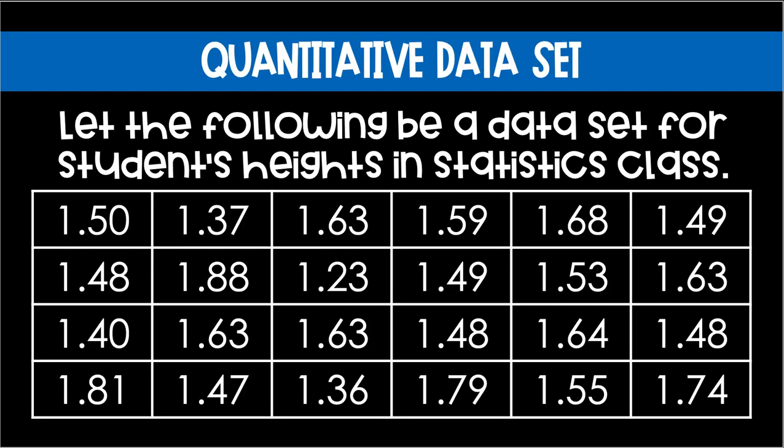Take the following data set, and let's suppose it's the students' height in a statistics class. It's just a list of numbers. But if you notice, this is a quantitative data set, but it's not discrete. This will be considered a continuous quantitative data set.